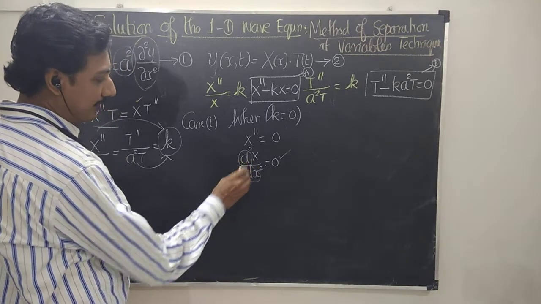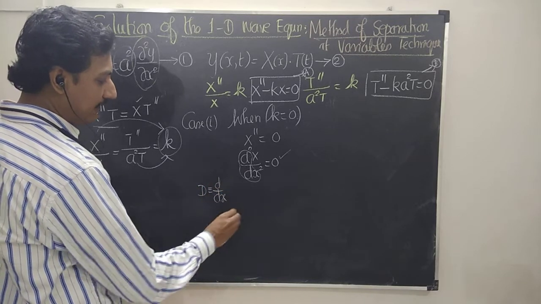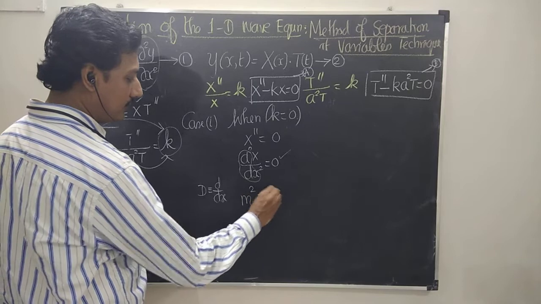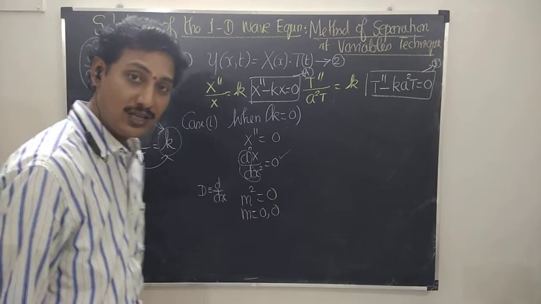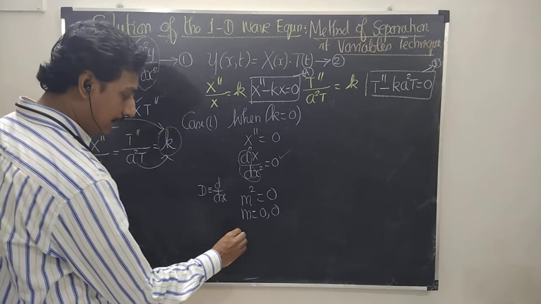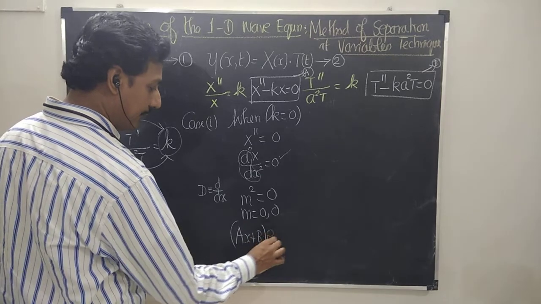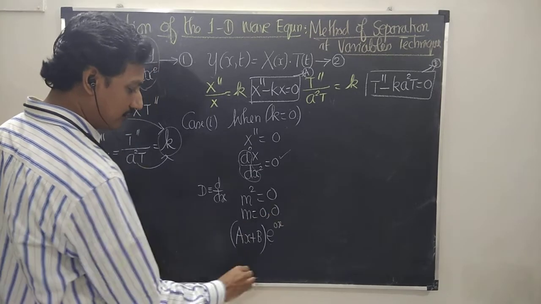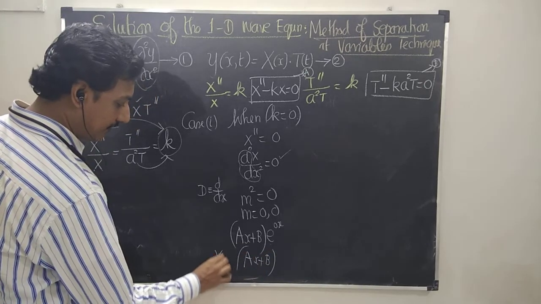What about the complementary function? Let us operate D as d by dx and then replace D by m. I am getting m squared equal to 0, so m is equal to 0, 0. Once the roots are real and equal, the complementary function is ax plus b, because it is (ax + b) into e to the power 0x. E to the power 0 is 1. So I am getting ax plus b. So this is my X of x.